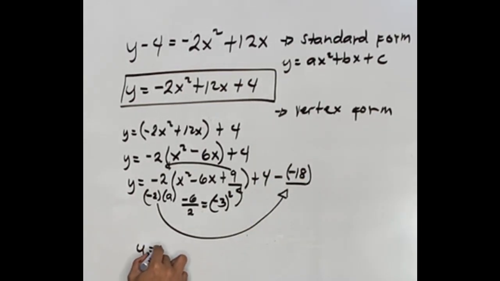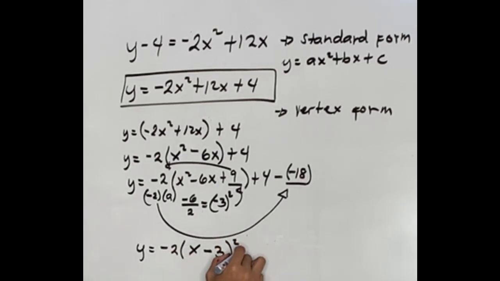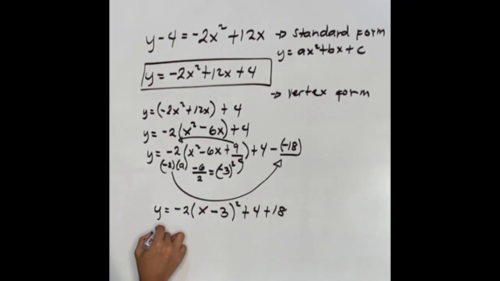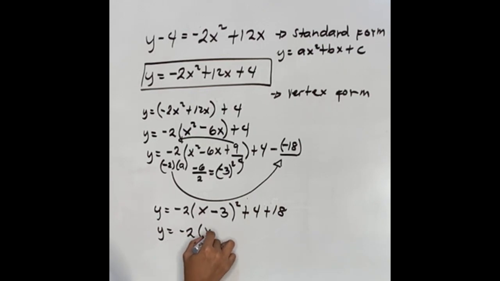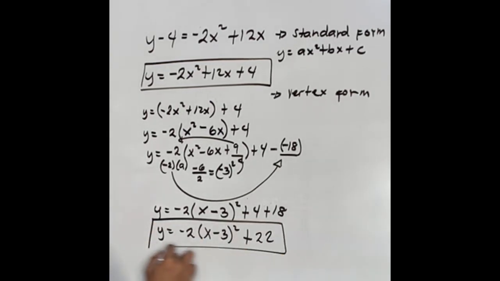Solving, y will be equal to negative 2, and rewriting the perfect square trinomial as a square of a binomial, x minus 3 squared, plus 4 plus 18. So y is equal to negative 2 times the quantity x minus 3 squared, plus 4 plus 18, you will get 22. Therefore, our vertex form will be y is equal to negative 2 times the quantity x minus 3 squared plus 22. Vertex is positive 3, 22.